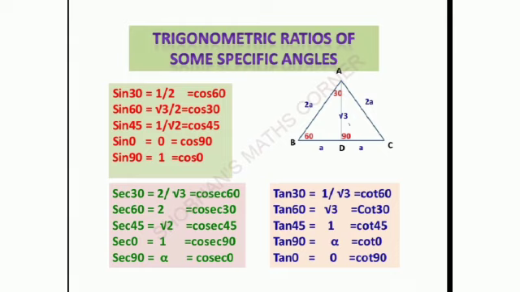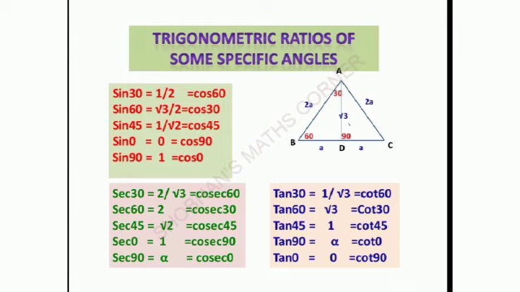Now sec 0 is the reciprocal of cos 0, cos 0 is 1, that's why sec 0 is also 1. But sec 90, which is the reciprocal of cos 90, means 1 by 0, that's why it is infinity, it is not defined. Sec 90 and cosec 0 both are not defined.